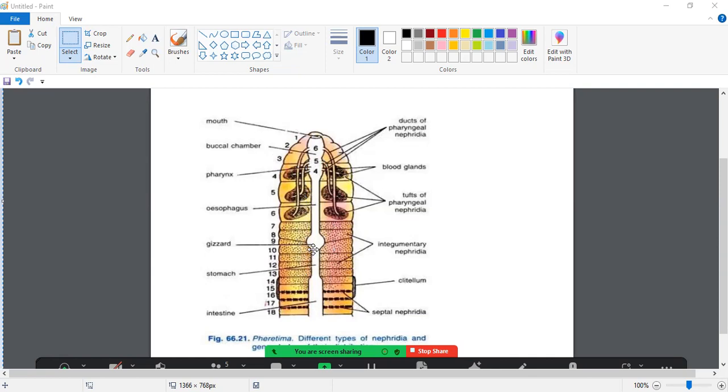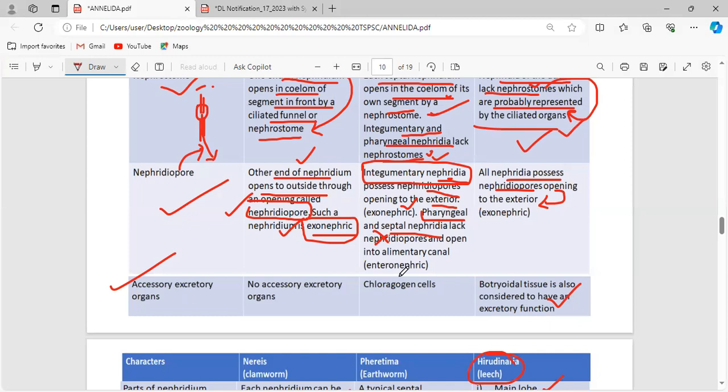Okay, this is said to be the esophagus. And this is the gizzard. This is the stomach region. Okay, this is the stomach region. This is the intestine. This is the clitellum. Clear? Any doubts? Or you want a little bit more? The clitellum is nothing but it is involved in the function of reproduction.